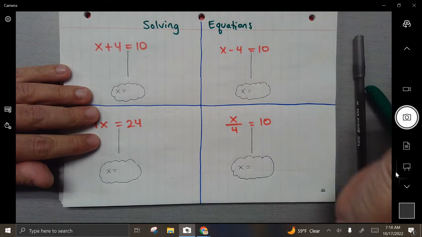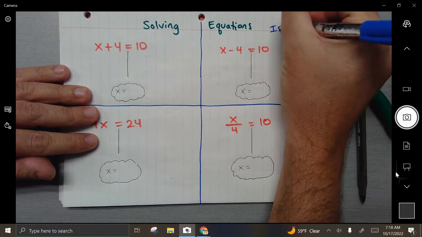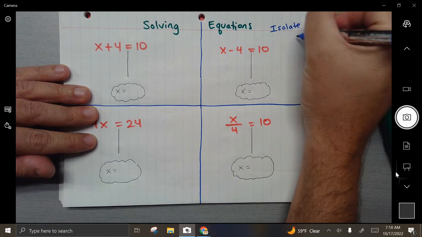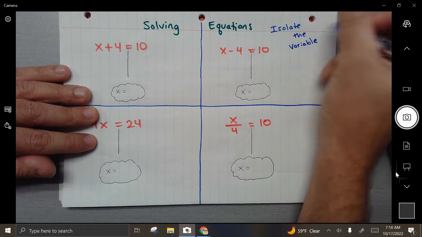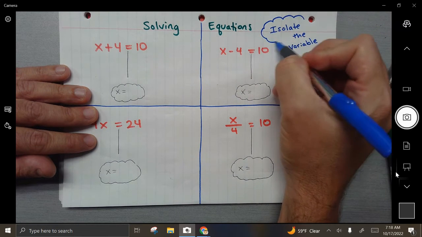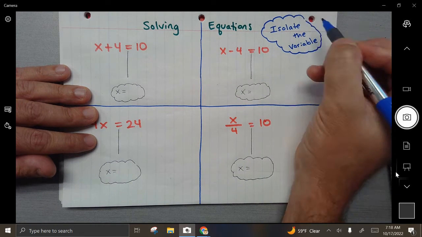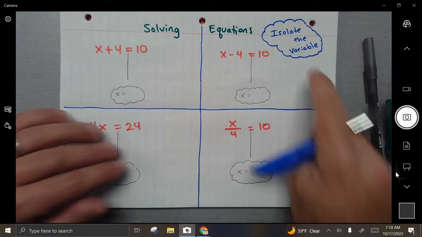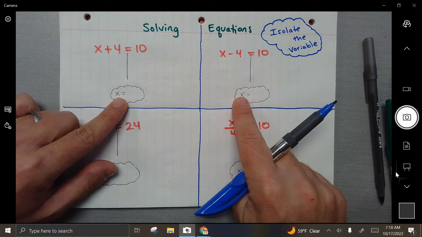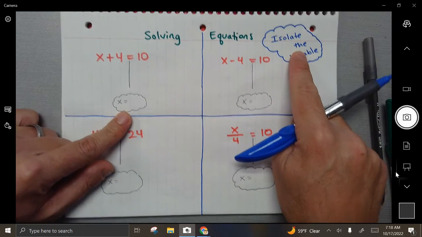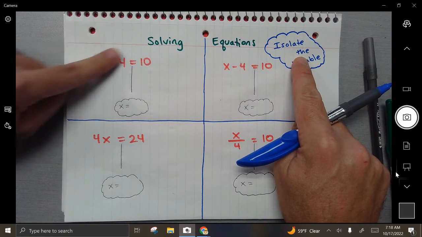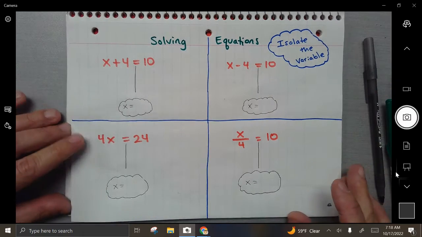One of our biggest things we need to do is isolate the variable. That's one of our biggest ideas. We need to isolate the variable. That's one huge note. And I'm going to put one more over on this side here. I know this is kind of weird. The notes are kind of weird, but it's okay.